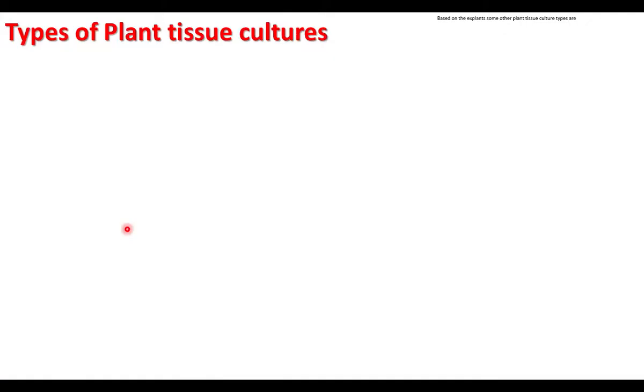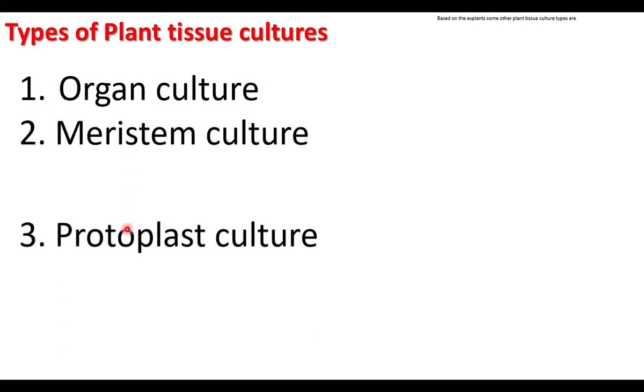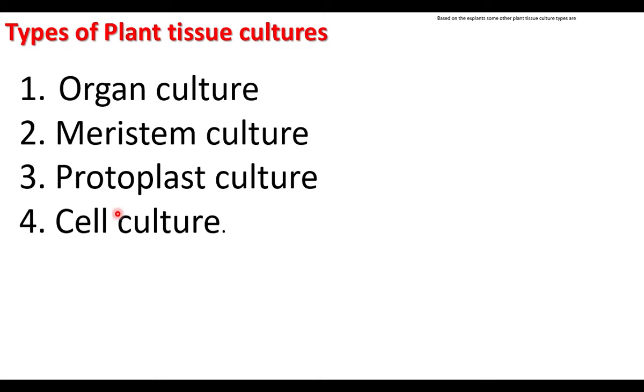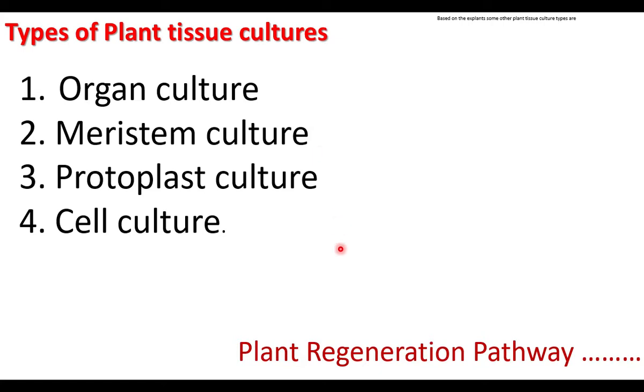In this part, we have already discussed organ culture, meristem culture, protoplast culture and cell culture. Cell culture is mainly used to produce secondary metabolites. Protoplast culture is used to produce hybrids, somatic hybrids of two somatic cells, two body cells. Meristem culture is used to produce disease-free plants, and organ culture is used to produce organs. In the next part, we are going to discuss the plant regeneration pathway.